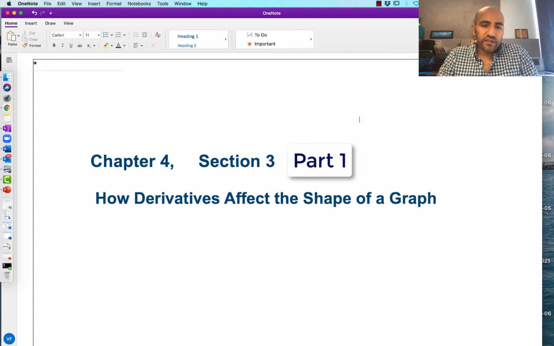Okay, Chapter 4, Section 3, How Derivatives Affect the Shape of a Graph. In this section, we're going to explore how the first derivative and the second derivative impact the shape of the underlying function. And also, we're going to be working with graphs and then studying the graph to see if we can deduce something about the first derivative or the second derivative.